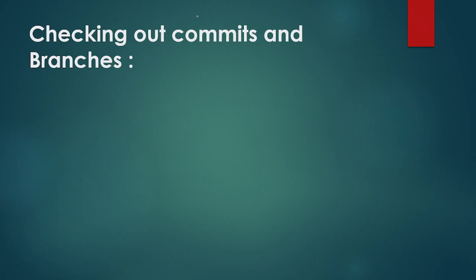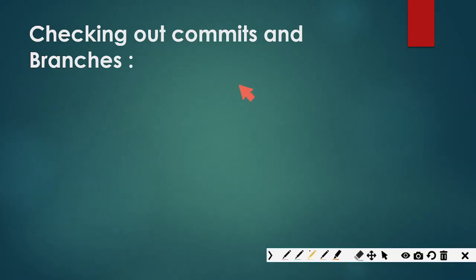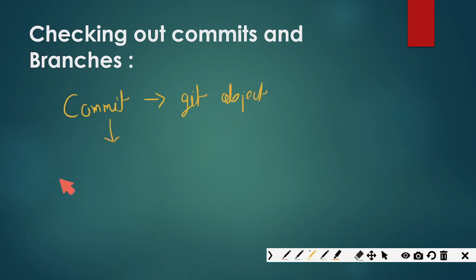Hello all. In this section, we are going to look at checking out commits and branches. For example, now just let me turn on my pointer. We have already discussed this commit. A commit is nothing but one of the Git objects. Okay. So we have seen this. Now when we say what is a commit, a commit is a pointer to the trees, you can say, or in better words, you can also understand it as a state of the repository.